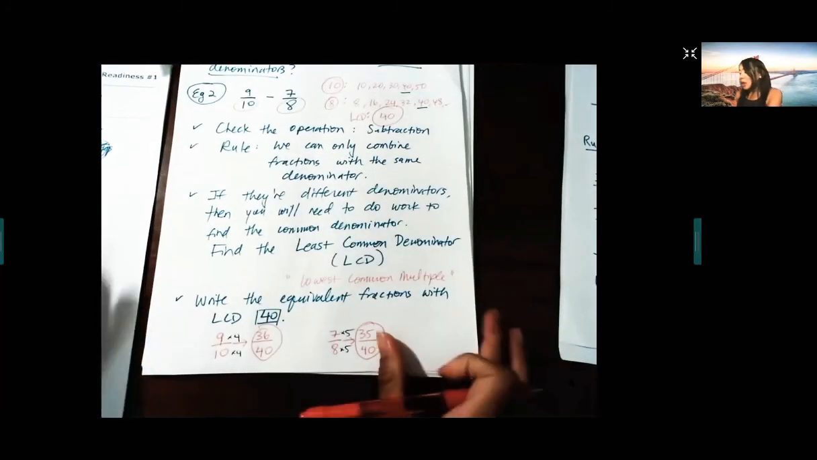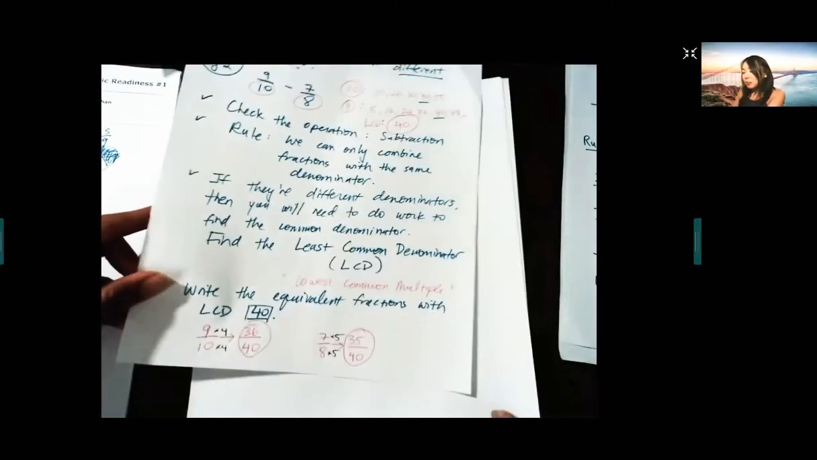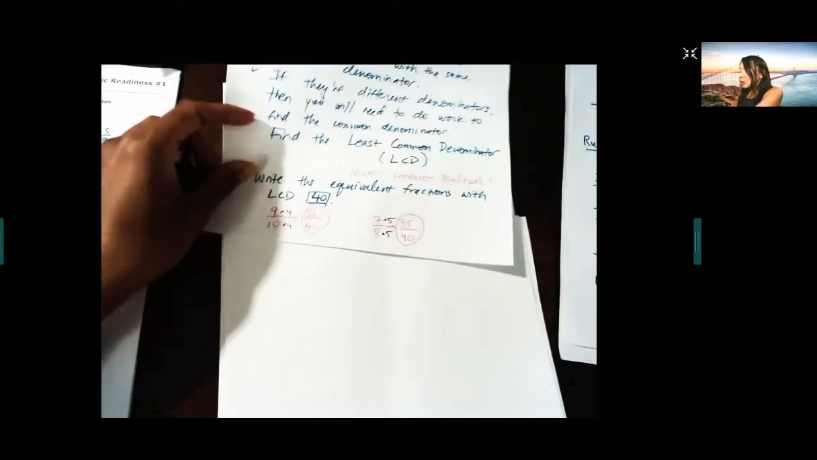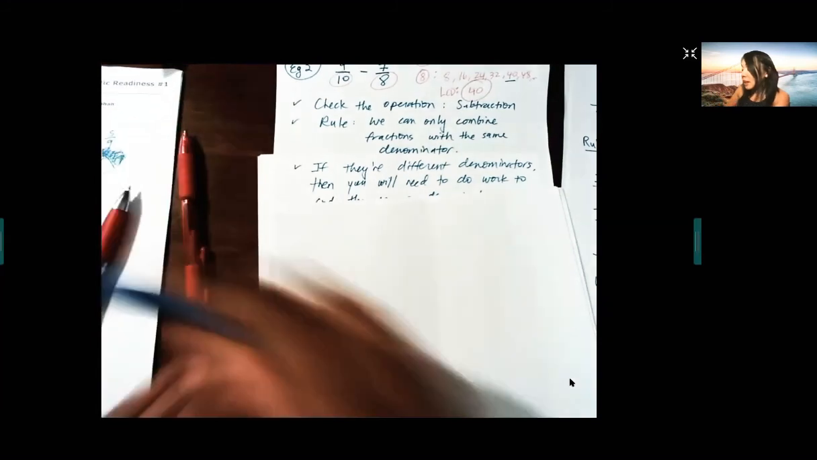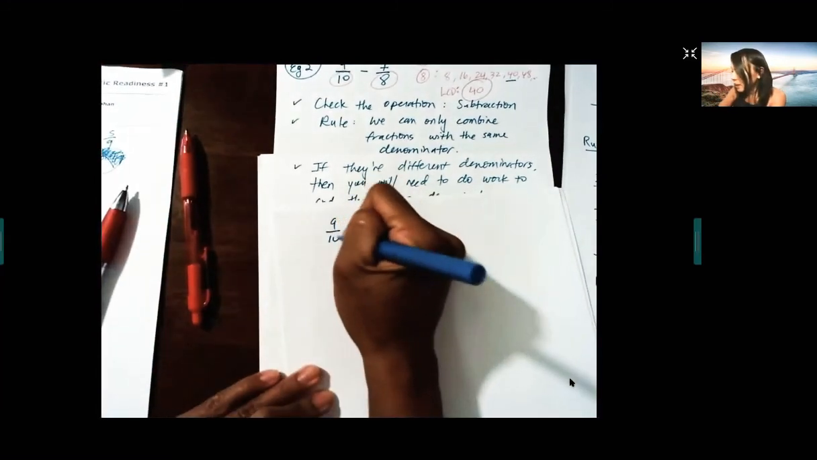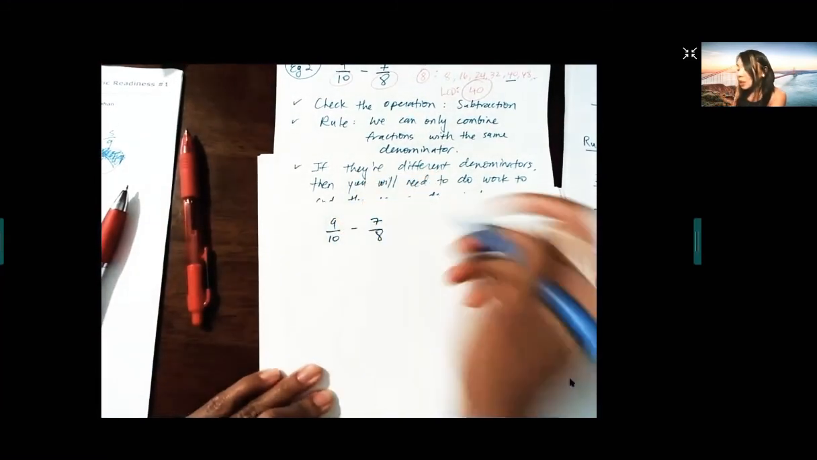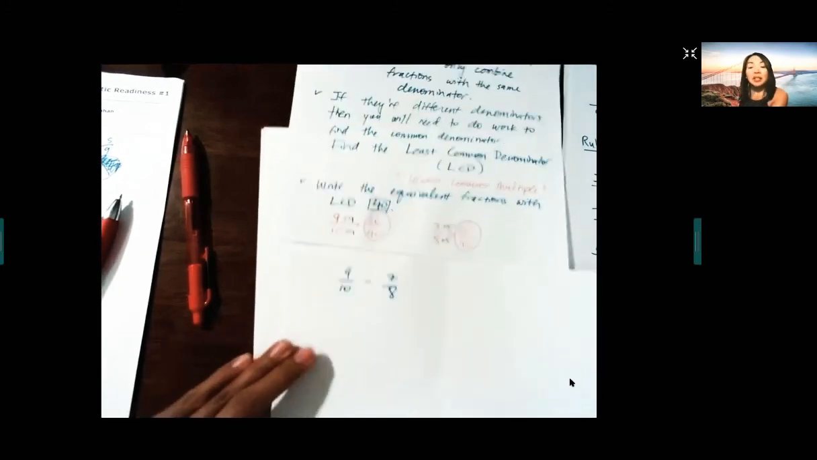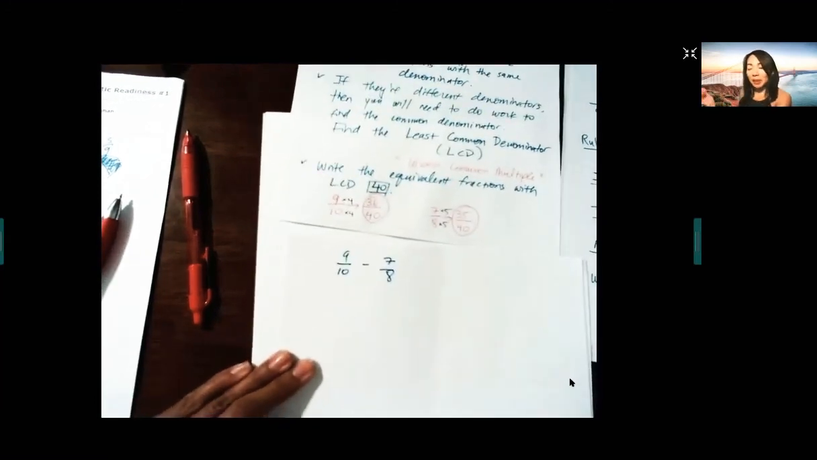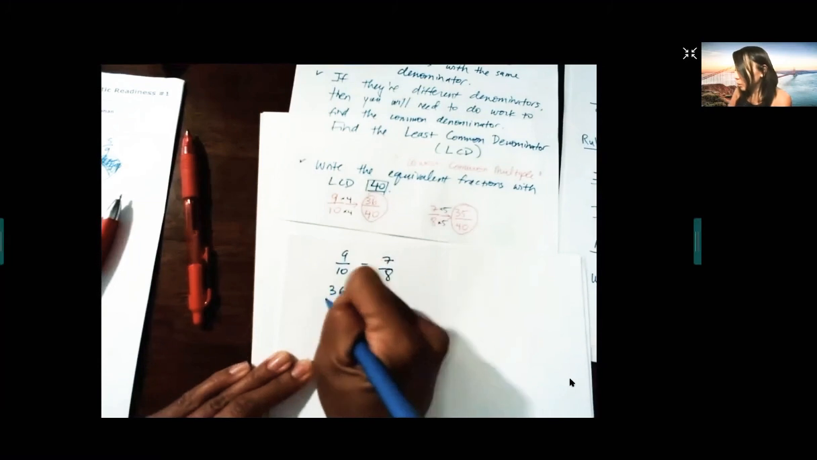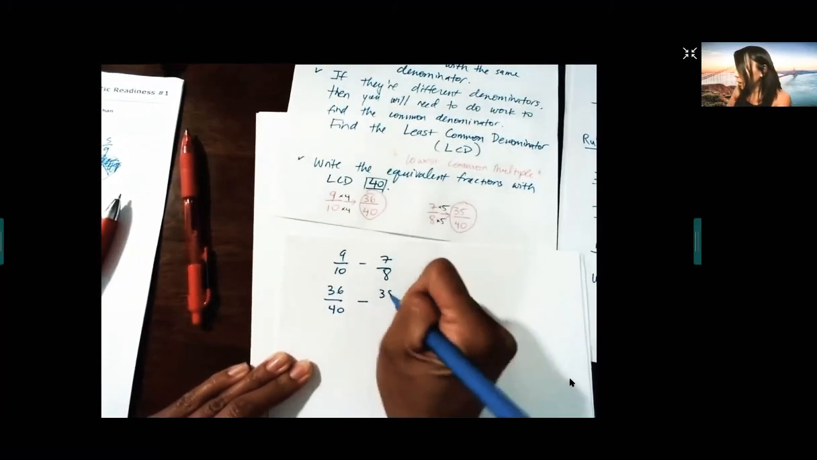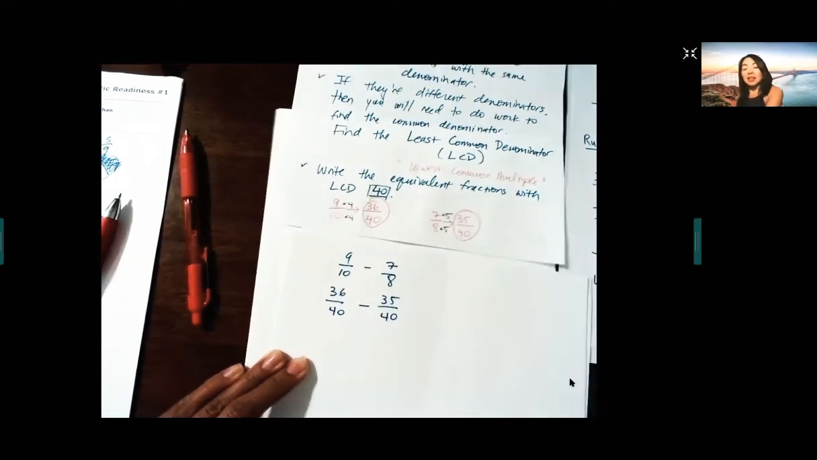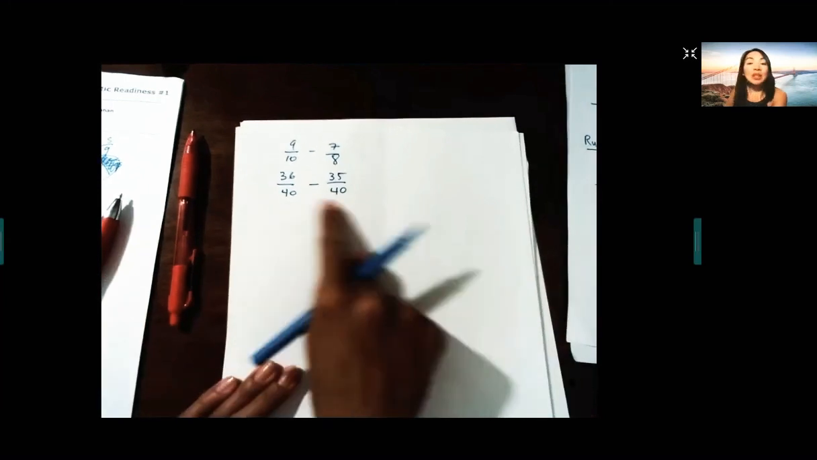So now when I rewrite this problem, instead of writing 9/10 minus 7/8, I'm going to write down its equivalent fractions. 9/10 is now manipulated to be 36 over 40 minus, instead of 7/8, we have 35 over 40. And ta-da! You now have the same denominators.